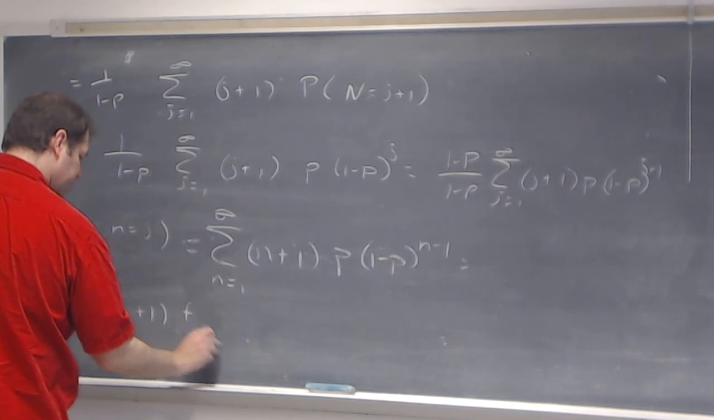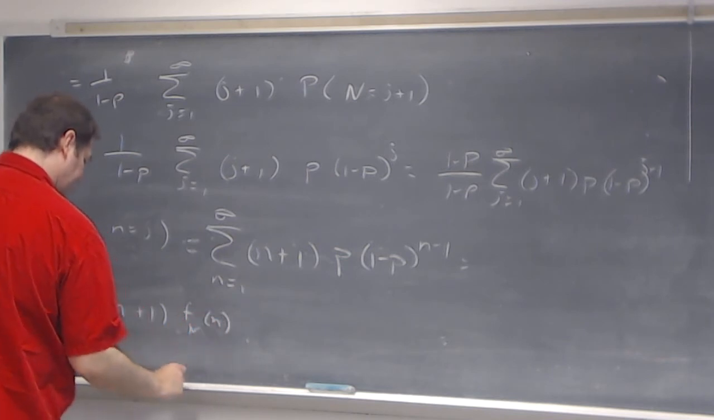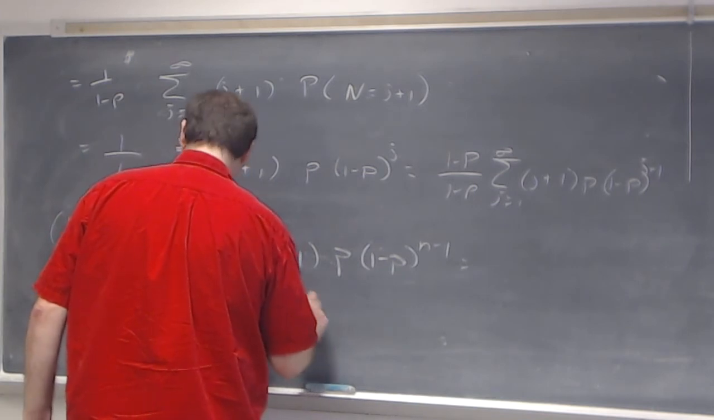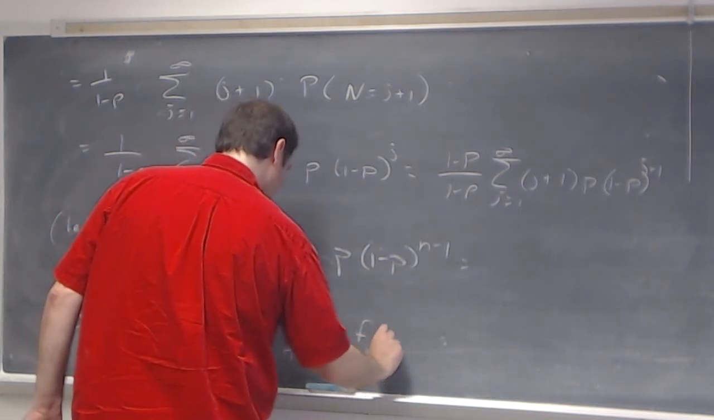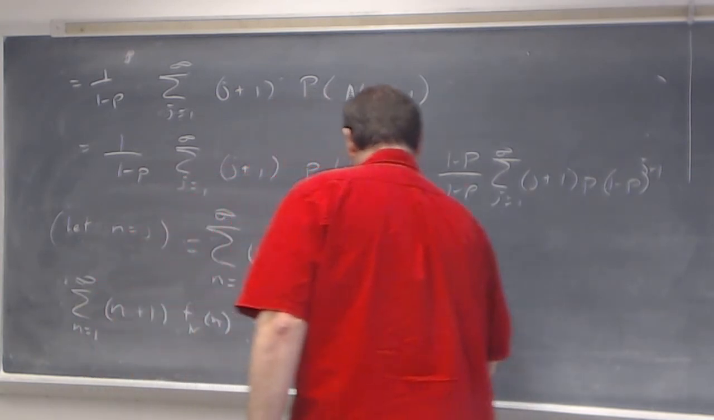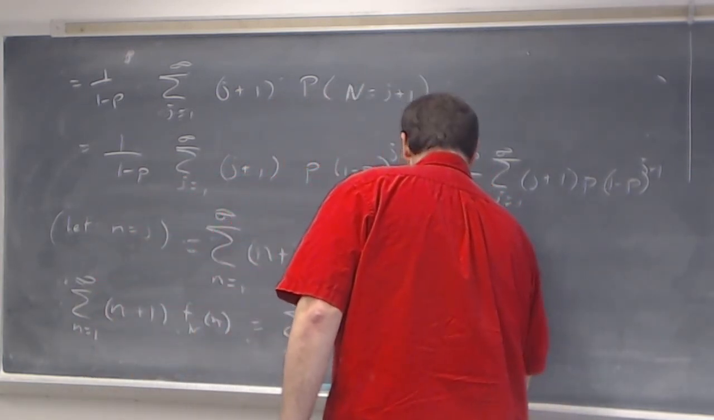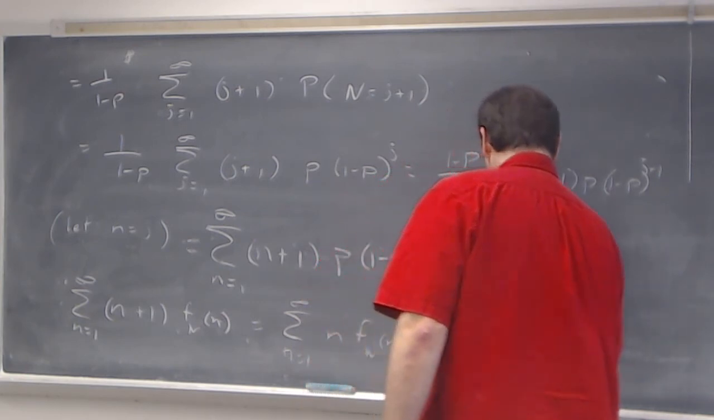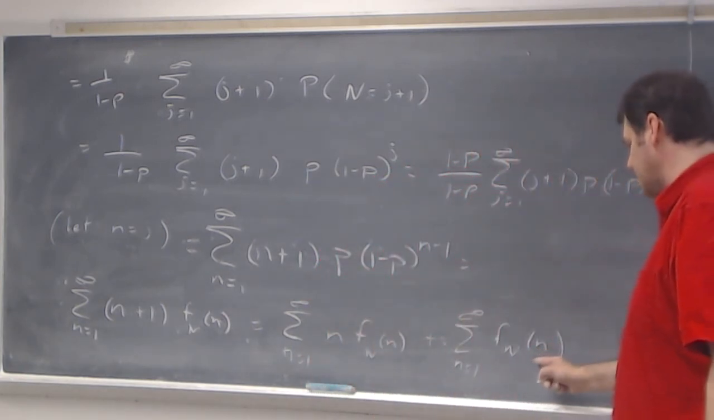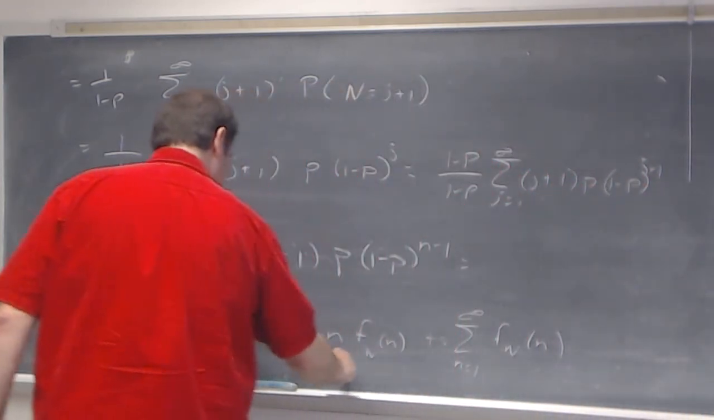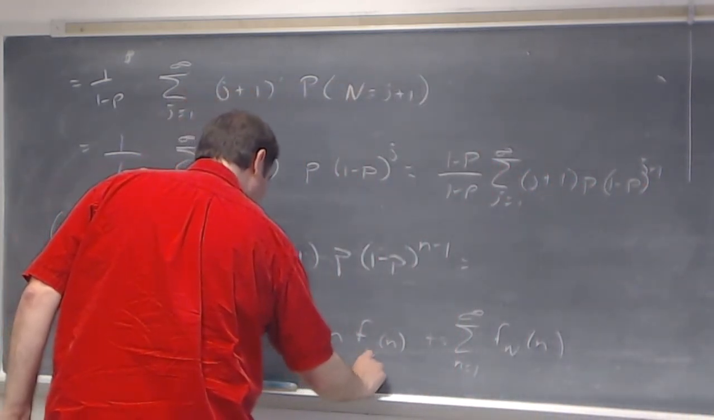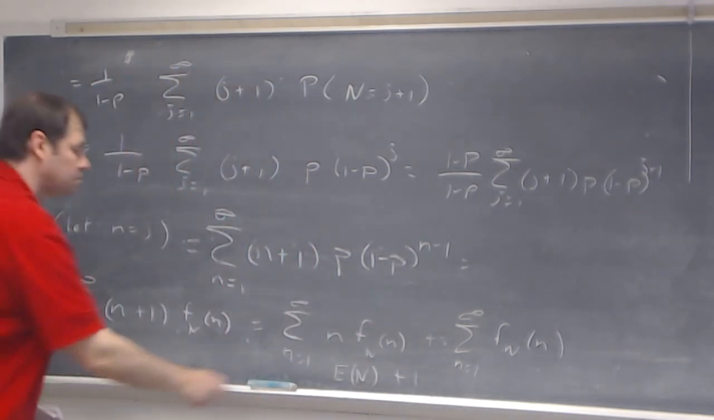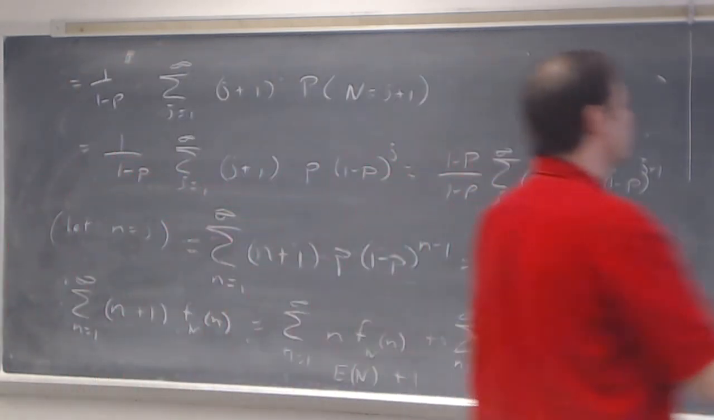So this is the geometric. F sub n of n, I'll write that down like that, which is the sum, if I break it up into two sums, n runs from 1 to infinity of n f sub n of n, that's geometric, plus the sum as n runs from 1 to infinity of f sub n of n. That's the sum of the geometric random variable. That's just 1. And this is nothing more than the expected value of n. And that shows the result we wanted.